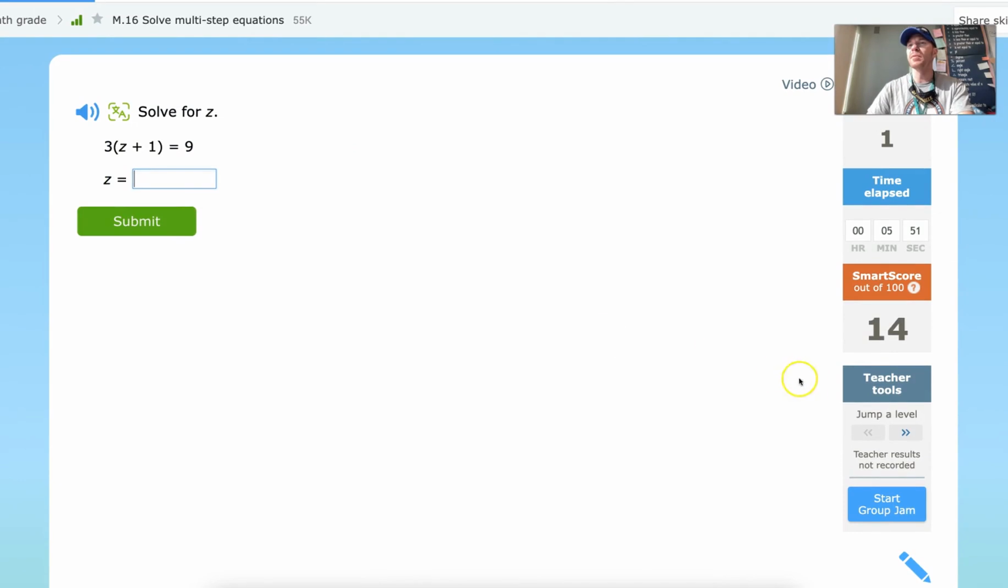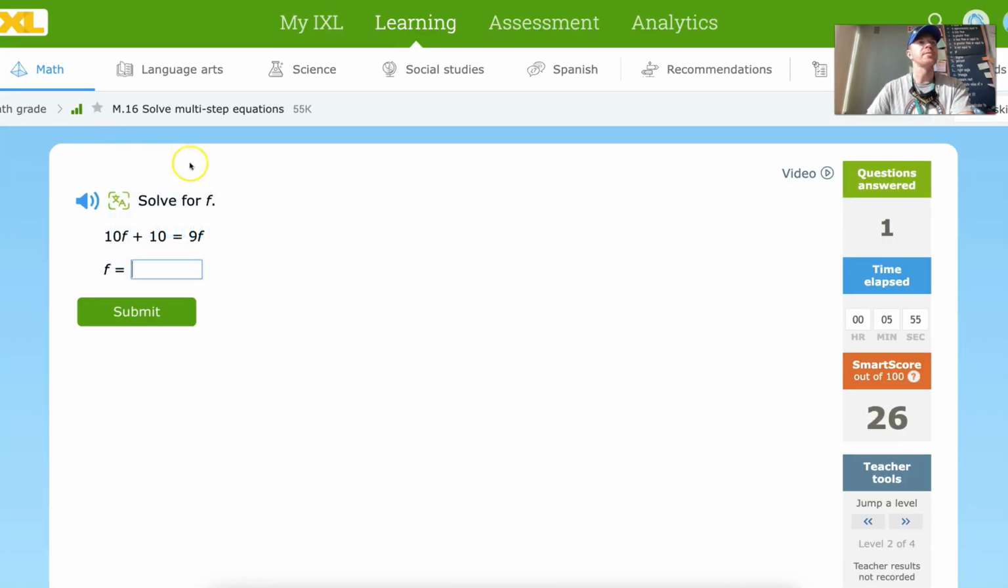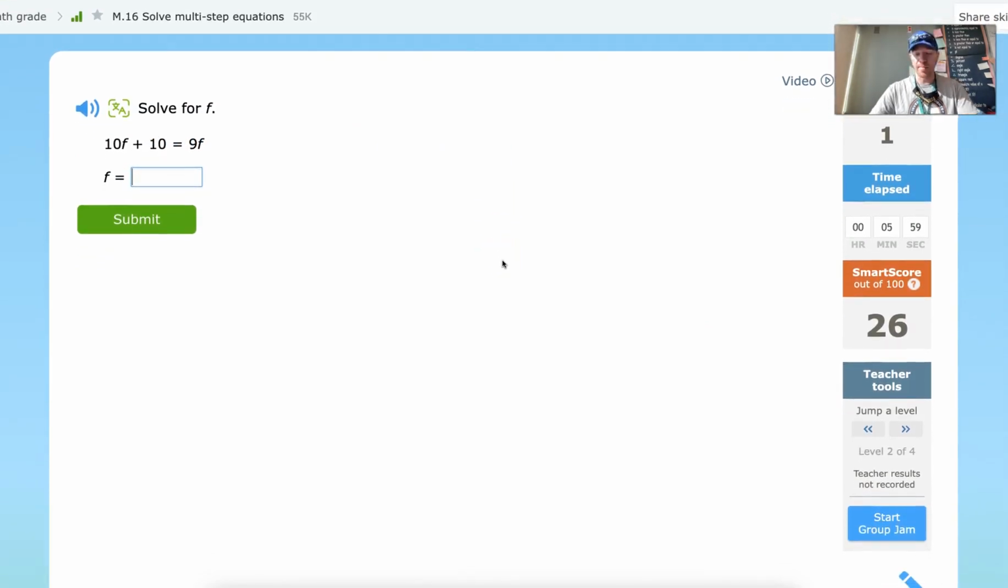This is a very similar problem here. I'm going to skip ahead. And I think I'll just pause it. No, this is a good one here. Oh, this is a good one because we have the variable on both sides. So looking at the work that we can do here.